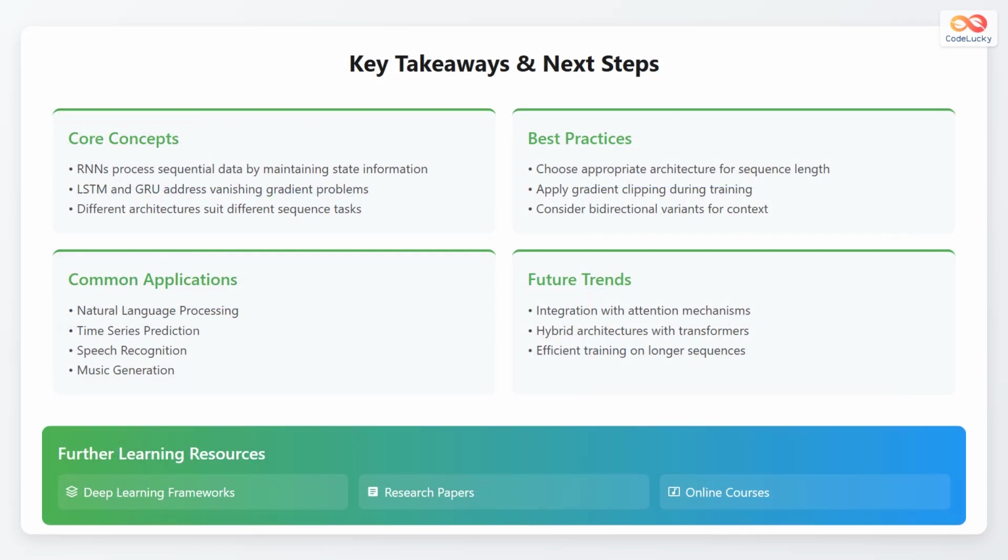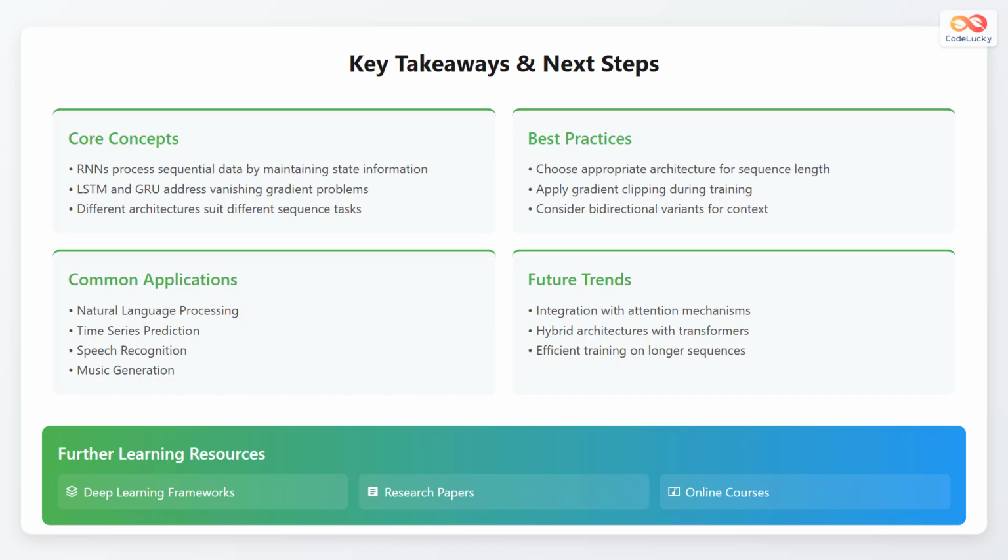Here are the key takeaways from this presentation. Recurrent neural networks, or RNNs, process sequential data by maintaining state information. Long short-term memory networks, or LSTMs, and gated recurrent units, or GRUs, address the vanishing gradient problem. Different architectures are suitable for different sequence tasks.